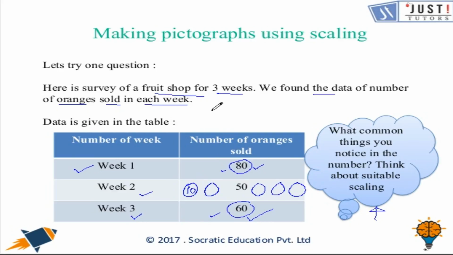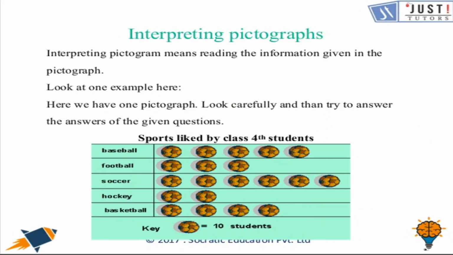So we'll use the scaling. The scale would be that one picture of an orange represents 10 oranges. So that's where scaling comes into place. So we'll draw 5 pictures and they will represent 50 oranges. Hope you have understood by now what scaling is.